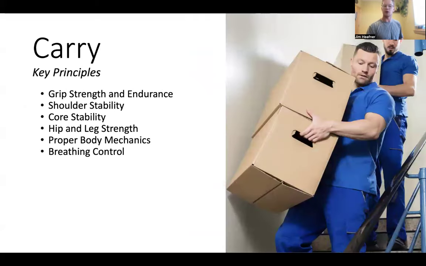The principles of a strong carry: grip strength and endurance, shoulder stability. That shoulder stability cue is going to be similar to our push and pull. The ability to get the shoulders back into position, locking the scaps into position to anchor the movement that way is going to be key. And that's going to transfer down into our grip strength.